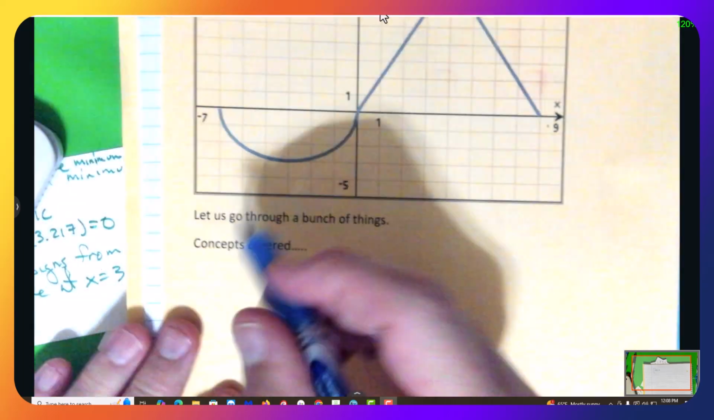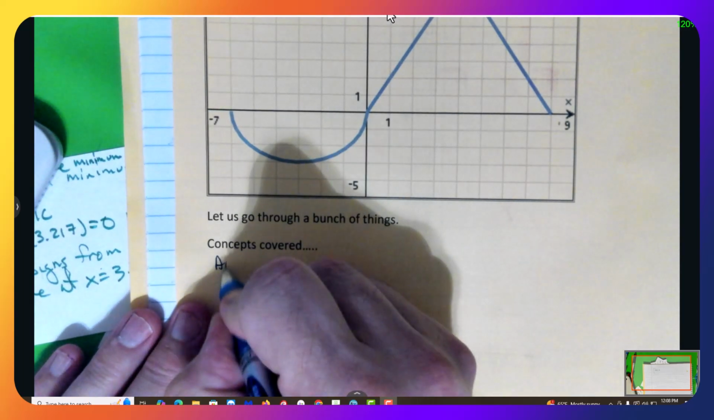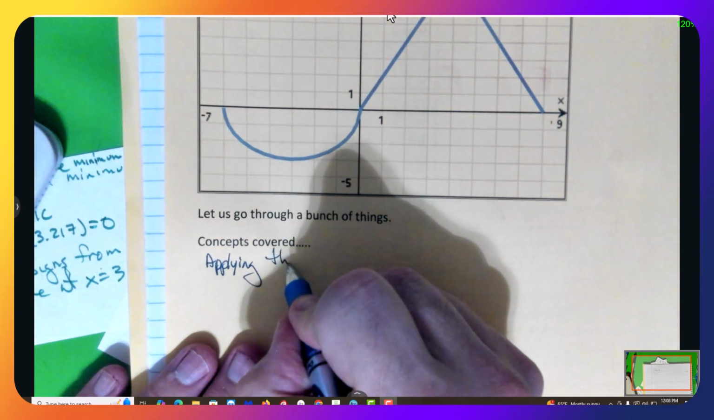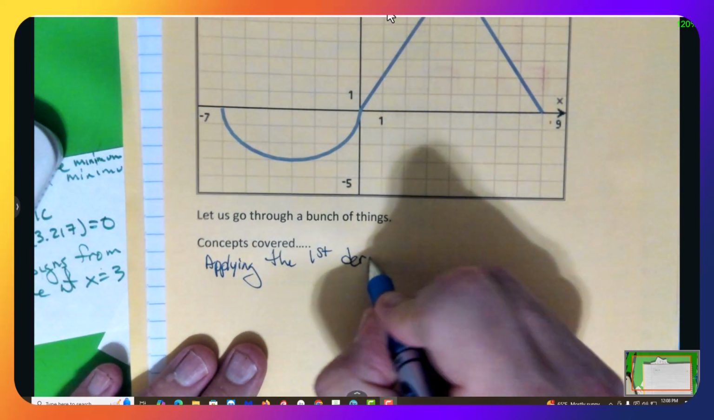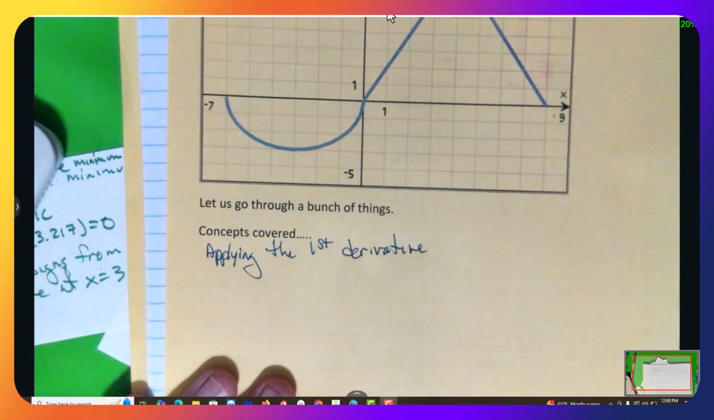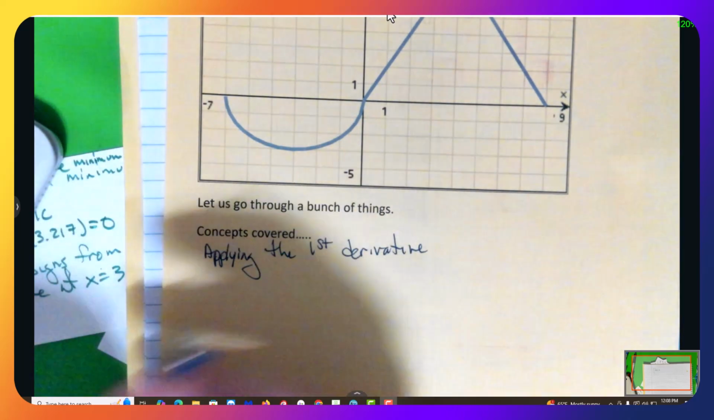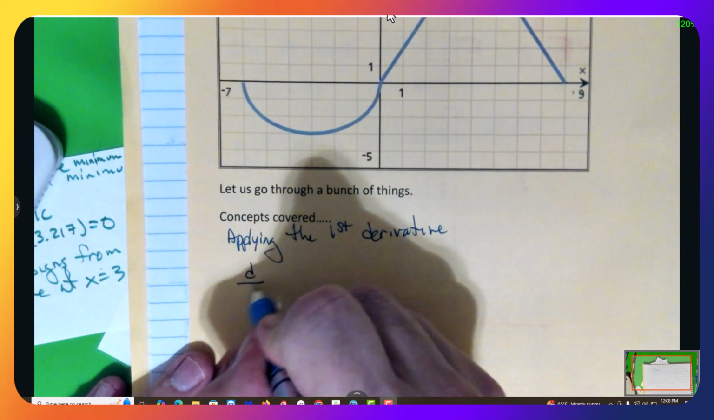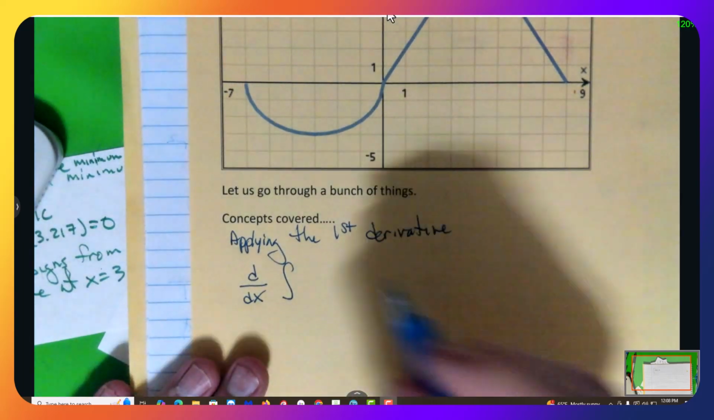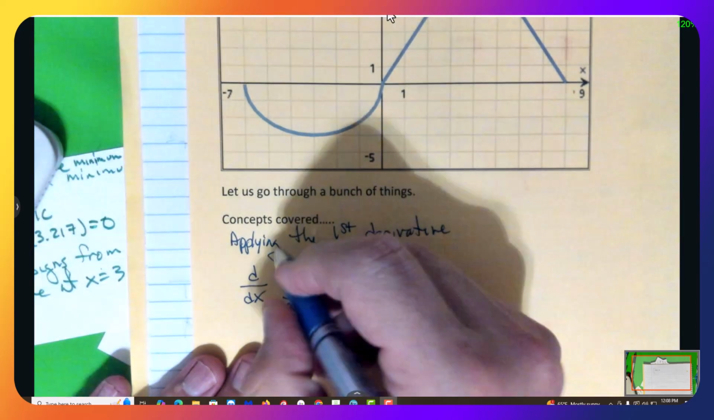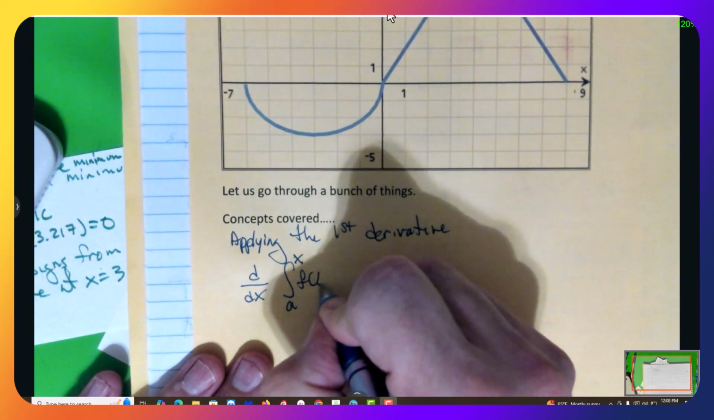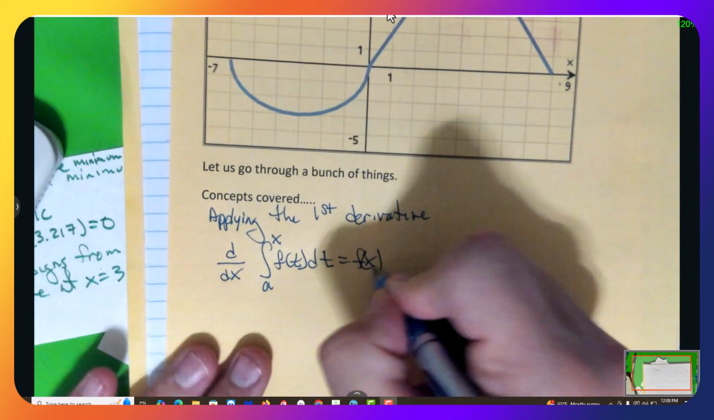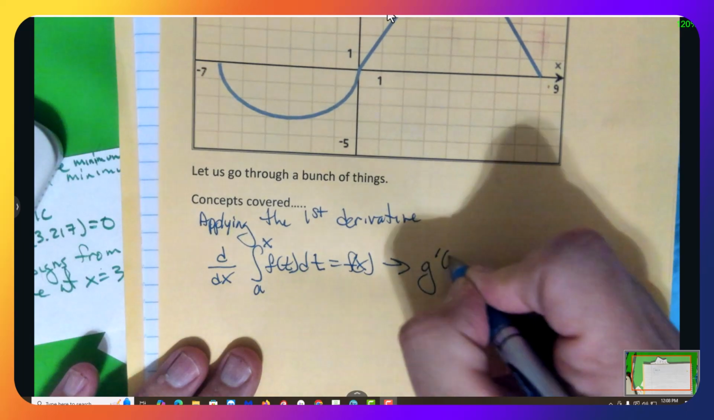So on this one, we're going to do concepts such as applying the first derivative. And I'm only going to worry about the first derivative. In that case, what I'm interested in is intervals of increase and intervals of decrease. So we're again going to start by using the fundamental theorem of calculus, the part that tells us how to take a derivative of an accumulation function.